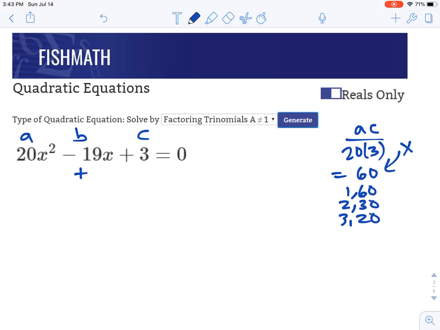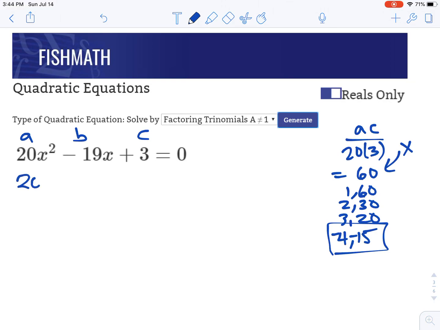We're not there yet. They don't add to 19. 4 and 15. Hey, that sounds kind of interesting, right? 4 and 15 should work. But they've got to multiply to a positive and add to a negative, which means they both have to be negative. So negative 4 and negative 15. And that tells us how to split up our linear term, the negative 19x.